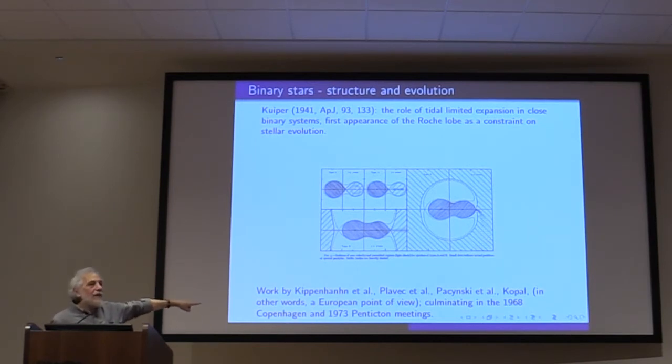That is something that happened after the second Texas Symposium. That was the late 1960s, and the names that I've listed here, Kippenhahn, who's in Germany, Plavec in Czech Republic, Paczynski in Poland, Kopal. I've left out a couple of other people who were working on this. But binary star work was very different from ordinary single stars, because if the stars are close enough, there's a limit the radius can't get larger than, the tidal limit, or material starts to flow. That was a very important realization.